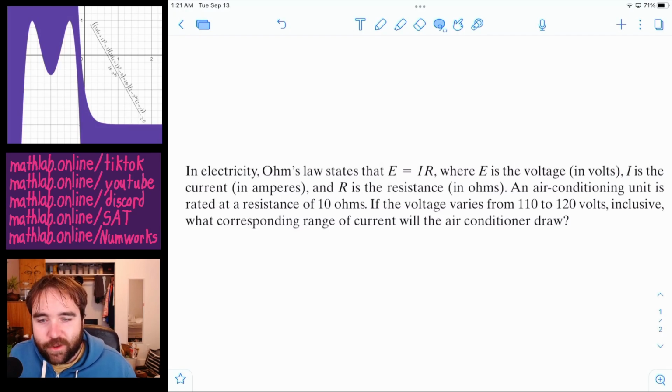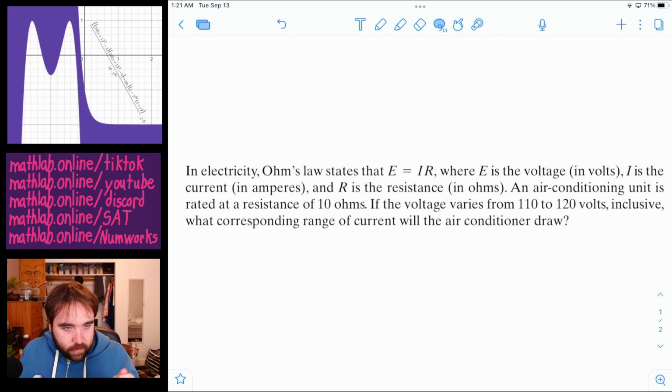An air conditioning unit is rated at a resistance of 10 ohms. If the voltage varies from 110 to 120 inclusive, what corresponding range of current will the air conditioner draw? Okay, so they tell us what the voltage is. They tell us it's in between 110 and 120. And what they mean by inclusive is that it can be equal to 110 or 120.